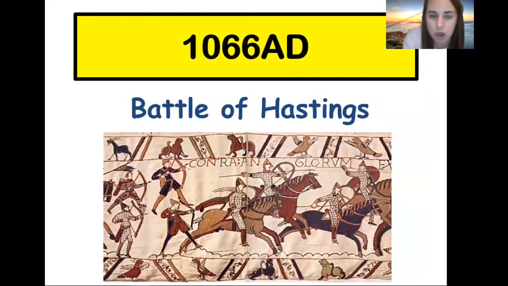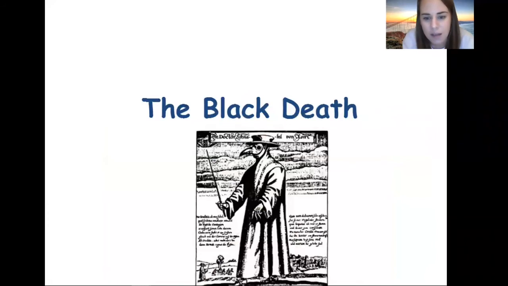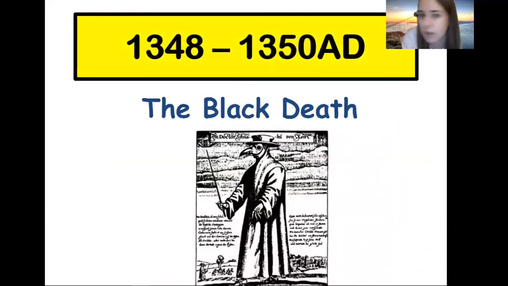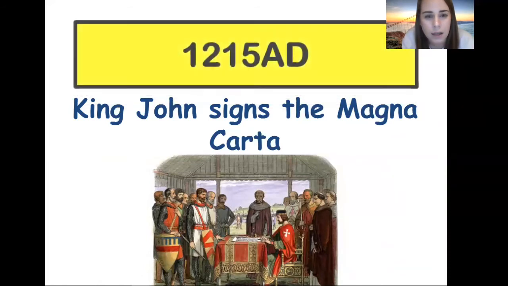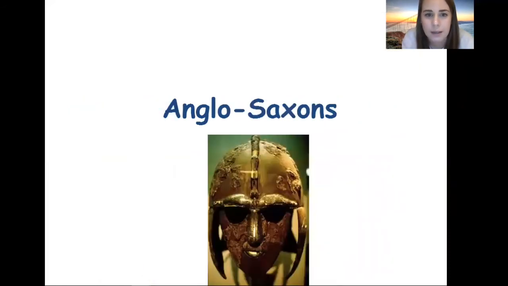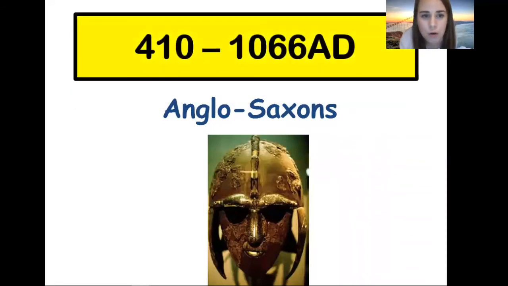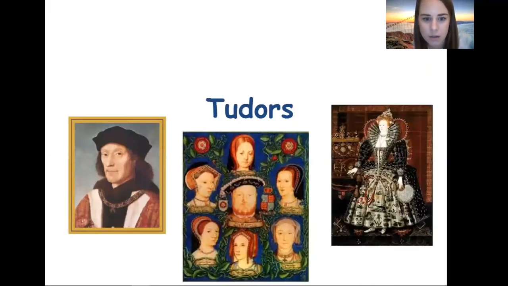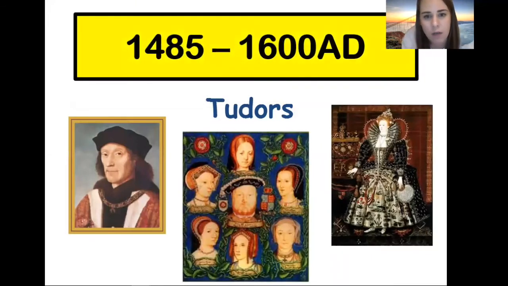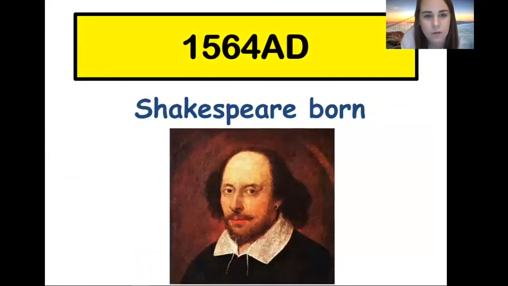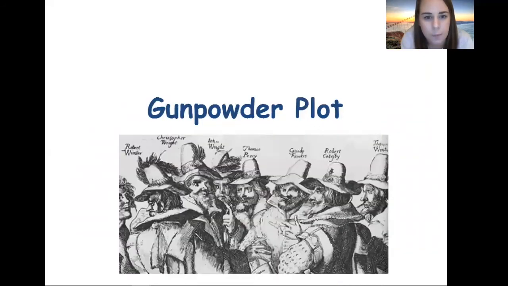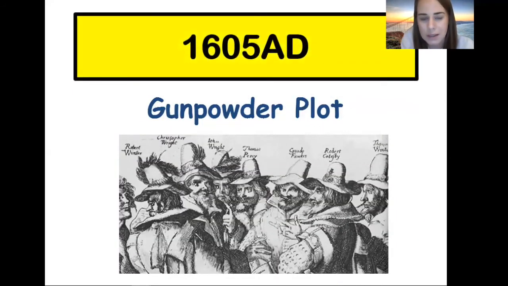Battle of Hastings, we already knew, was 1066. The Black Death, that is the plague, 1348 to 1350 AD. The Magna Carta, 1215 AD. The Anglo-Saxons, 410 to 1066 AD. The Tudors, we did those this year, 1485 to 1600 AD. Shakespeare being born was 1564 AD. We've got the Gunpowder Plot was 1605 AD.